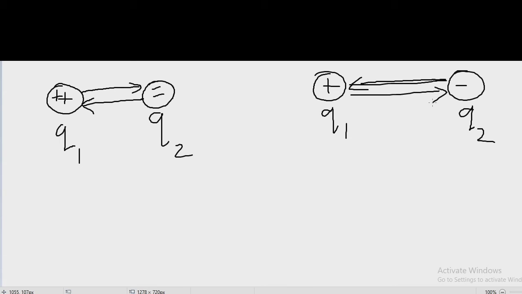So Coulomb's law is saying that if the charges Q1 and Q2 are increased, then the electrostatic force between them will increase, right? They are directly proportional. And if the distance r square between Q1 and Q2 is increased, then the electrostatic force between Q1 and Q2 will decrease, which is inversely proportional, right? This is what Coulomb's law is trying to say. Let's see now.